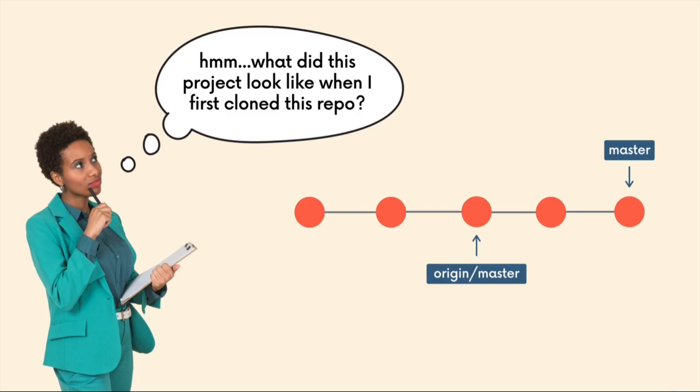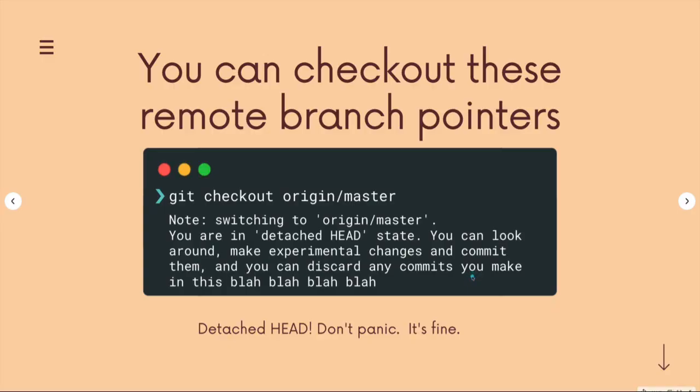So imagine this is our scenario, and we wonder, what did this project look like when I first cloned this repository or when I last got an update from origin? If you want to know, you can check out origin main. So you will go into detached head, just like anytime we've done this before, checking out a commit. Don't panic, don't freak out. So let me show this.